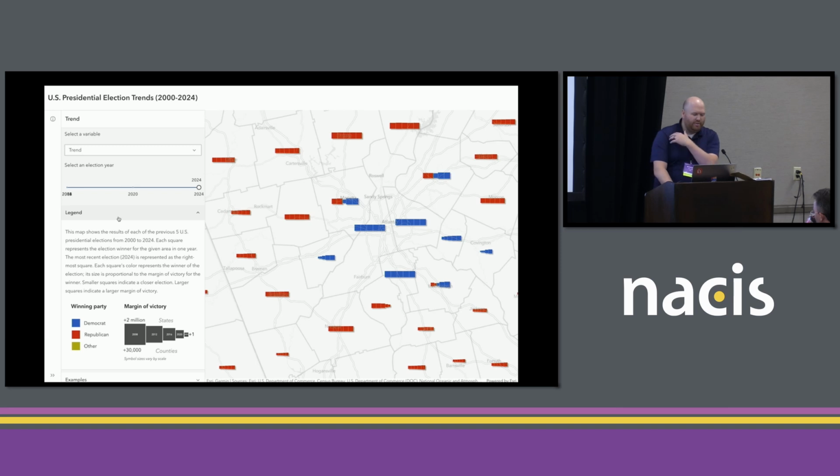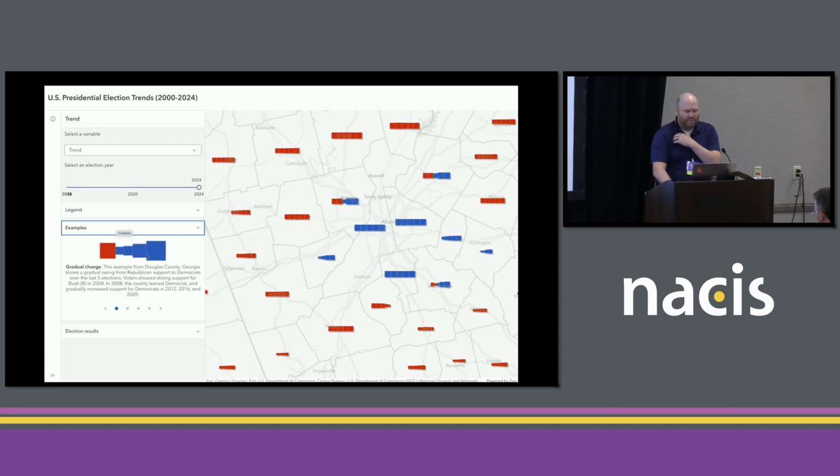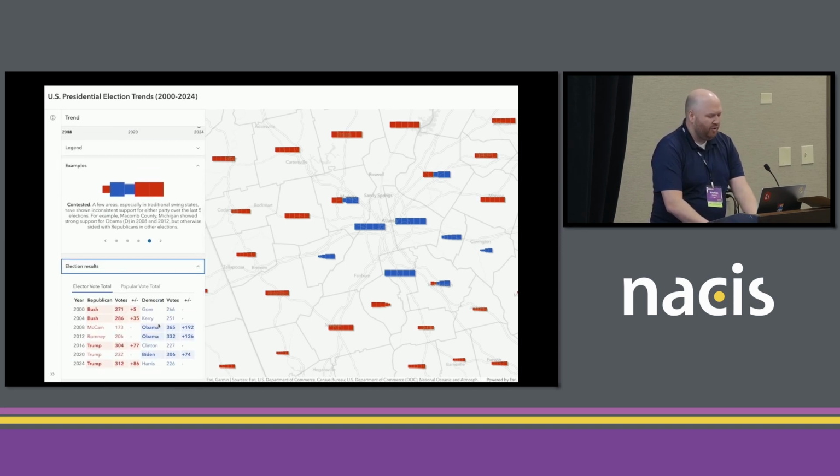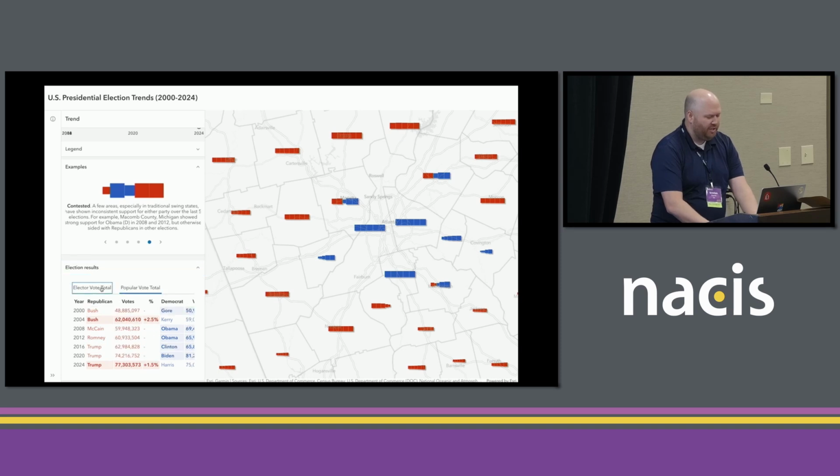I also included these legends. I felt it was appropriate to also include examples to help aid the user in understanding and reading the map. So I gave examples of symbols there, along with the overall election results for each year.